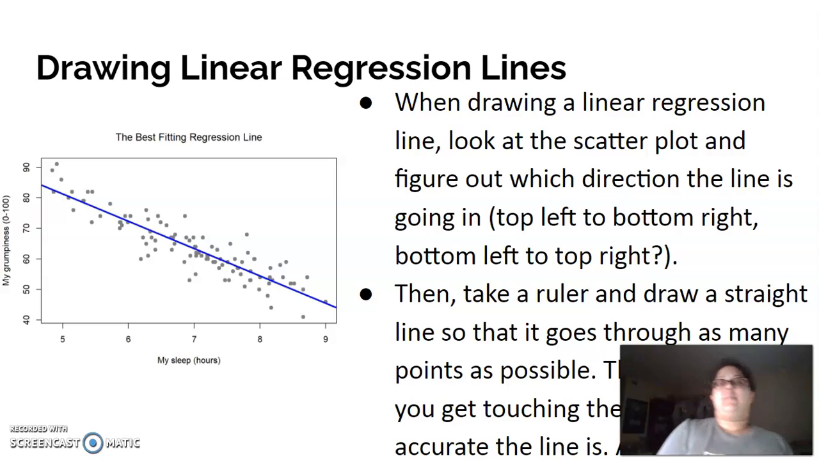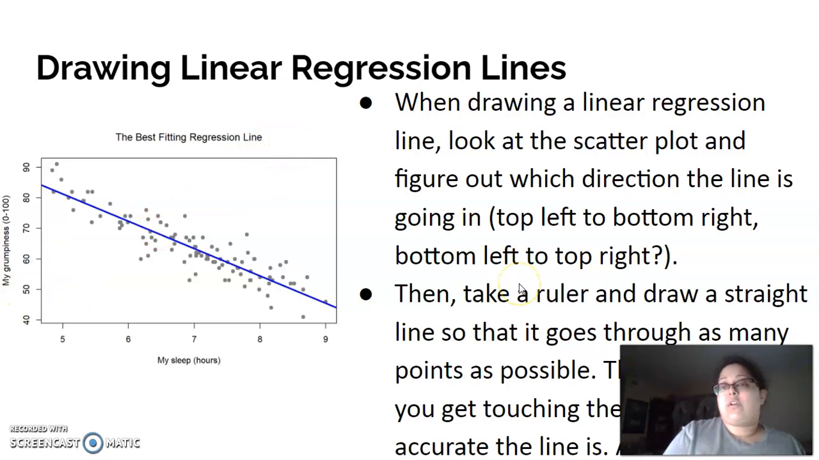Now, when drawing a linear regression line, okay, because that's all you're going to have to do. You don't have to find the equation of the line yet. Like that's something that you would do like in a more advanced class. But for our purposes, when you draw a linear regression line, you're just going to look at your scatter plot and figure out which direction the scatter plot line would go in. Okay, would it go top left to bottom right or bottom left to top right? So this way diagonal or in the other direction.